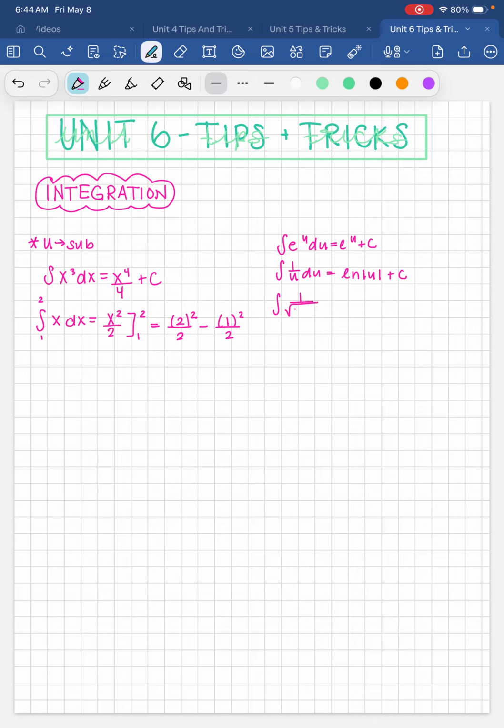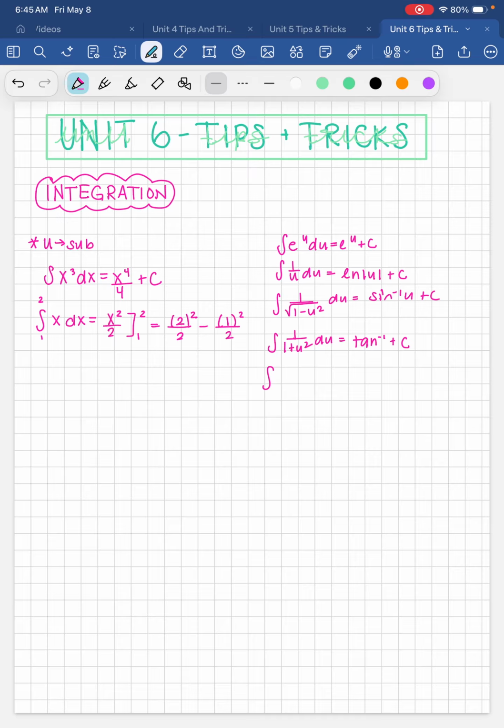1 over the square root of 1 minus u squared du is arc sine plus c. 1 over 1 plus u squared du is arctan plus c. Ln, oh, we just did ln. Let me think if I'm thinking of anything else.